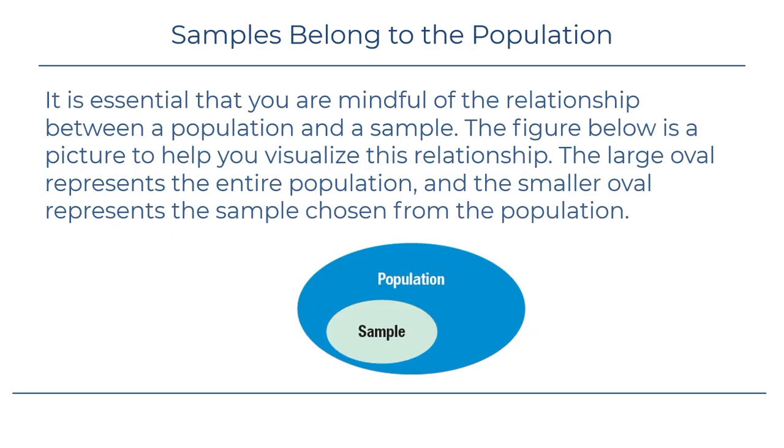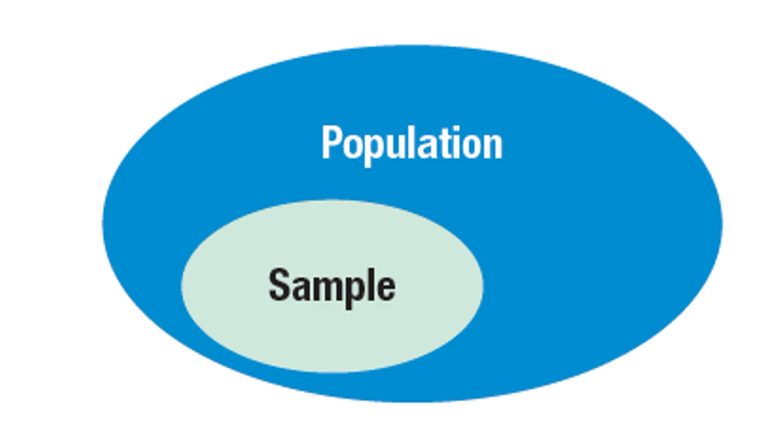As we continue to move through this chapter and through this course, it's vital that you understand the relationship between a sample and a population. The population of interest is the group of people or things that you are studying. A sample is a smaller subset of that population. So you can see that the large oval would represent the entire population, and the smaller oval is contained completely within the population, but is just a smaller subset representing a sample chosen from that population.